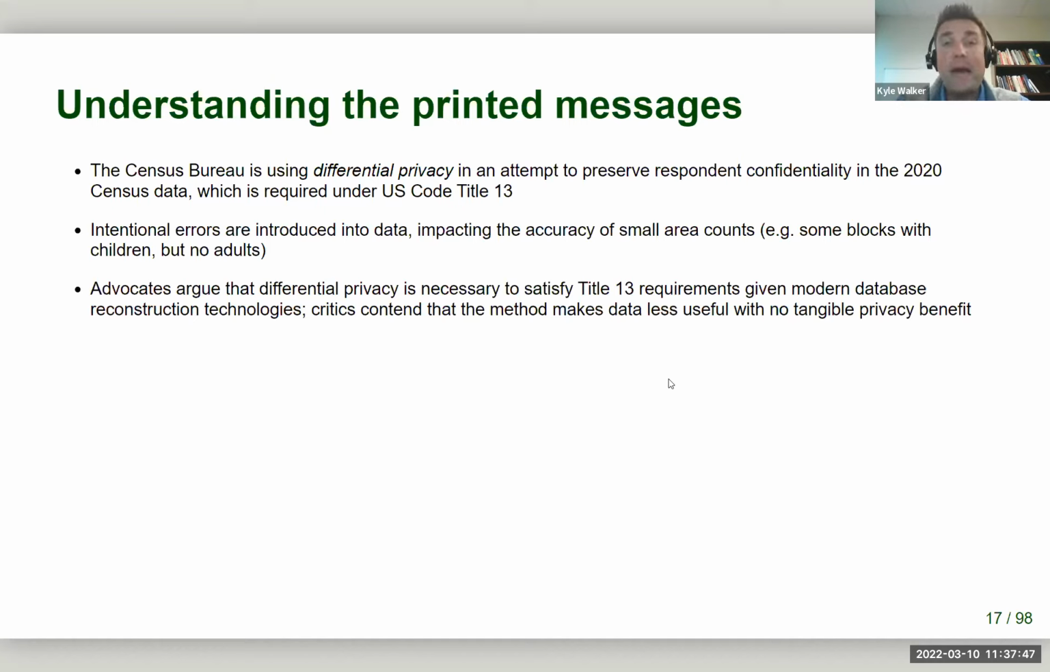And so this is a matter of active debate in the user community at the moment. Advocates are arguing that to satisfy Title 13 requirements, given modern database reconstruction technologies, differential privacy is absolutely necessary. But a number of critics, especially in the applied social sciences, have been contending and doing studies that the method simply makes the data less useful, but doesn't really come with a tangible privacy benefit. And so this is something that's being actively debated.